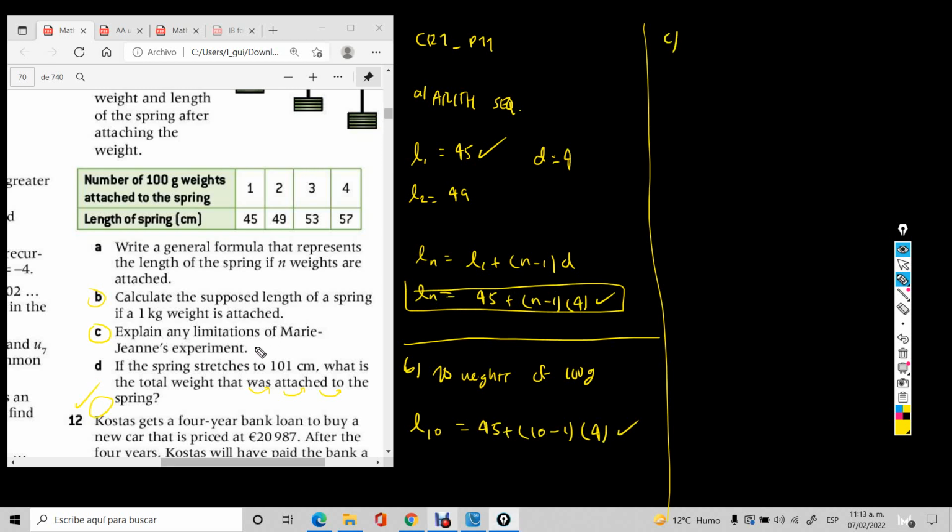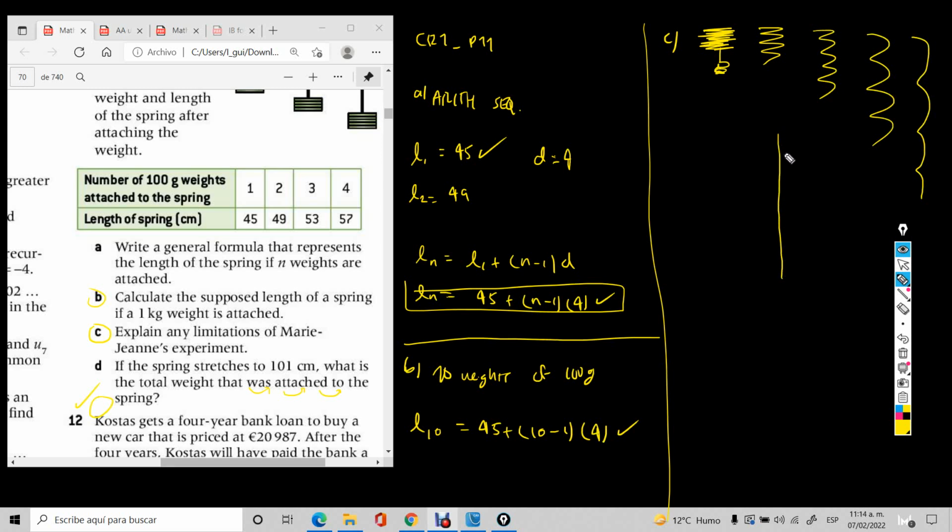Letter C. Explain any limitations of Mary Jean's experiment. Well, the limitations are very obvious, right? I mean, the length of the spring, once you lengthen it quite a lot, like for example, at first it's very compressed, right? And then this is the spring, and then it's going to become like this, and then like this, and then like this. So you see what I mean, right? At some point, eventually, the wire of the spring will be completely in a vertical wire, so to speak, and even much before this.